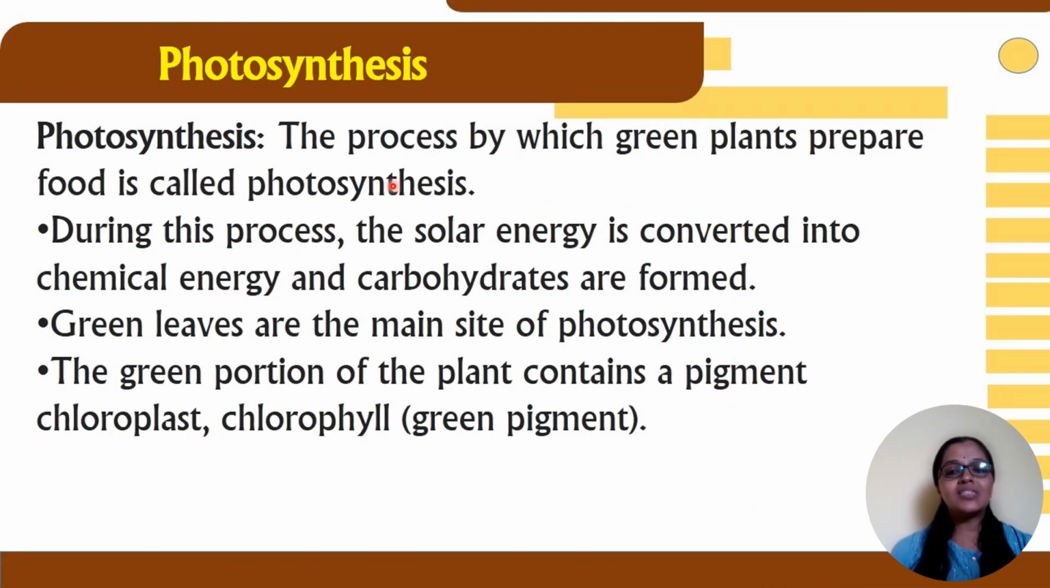Now, the process by which green plants prepare food is called photosynthesis. During this process, solar energy is converted into chemical energy. Which energy? Chemical energy, and carbohydrate is formed. The green leaf is the main site of photosynthesis. Different questions can be asked. Which is the site of photosynthesis? What are the different raw materials needed for photosynthesis? According to the question, you need to answer it. The green portion contains the pigment called chlorophyll, which is present in the chloroplast.